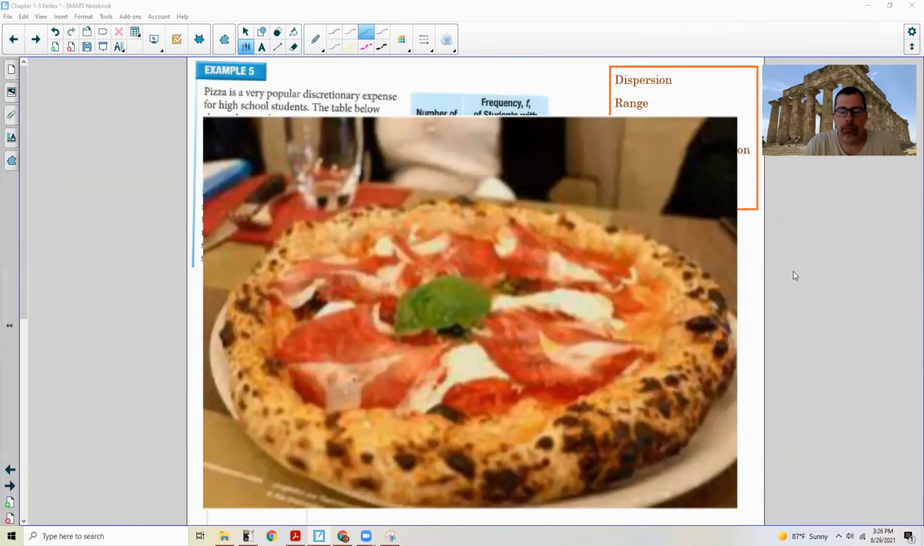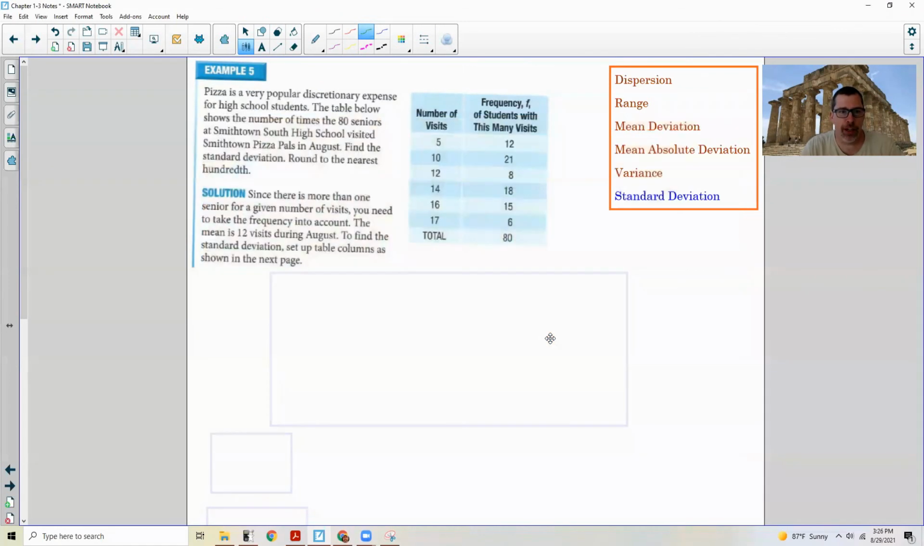Okay, pizza. That look good. All right, pizza is a very popular discretionary expense for high school students. The table below shows the number of times the 80 seniors at Smithtown South High School visited Smithtown Pizza Pals in August. Find the standard deviation and round to the nearest hundredth. I love the names. All right.